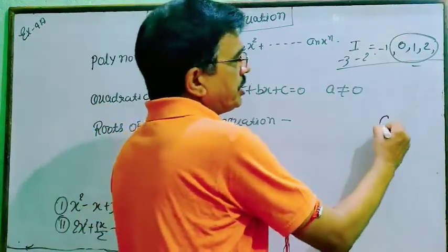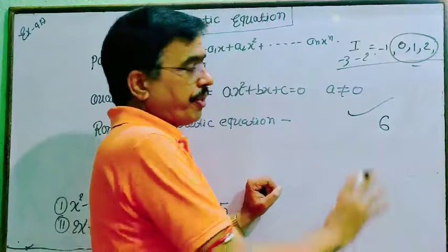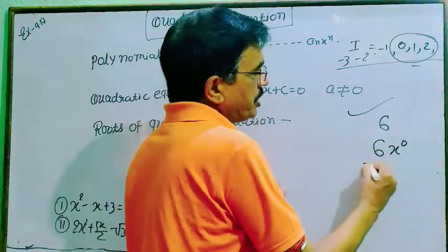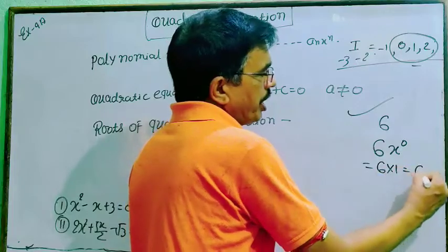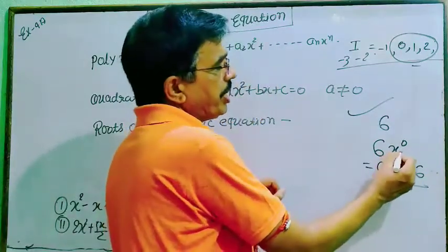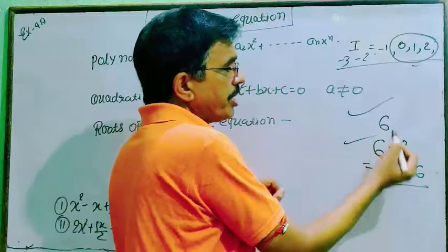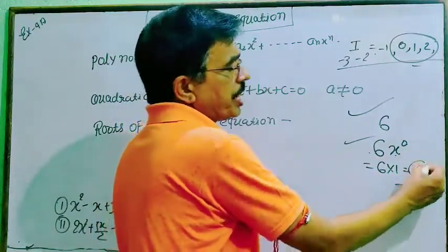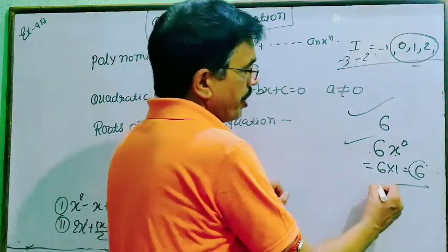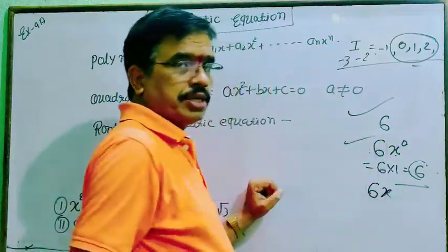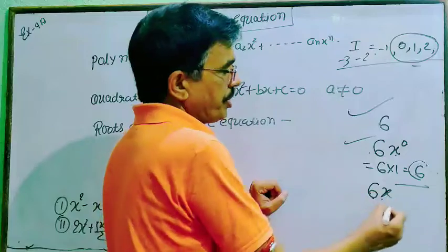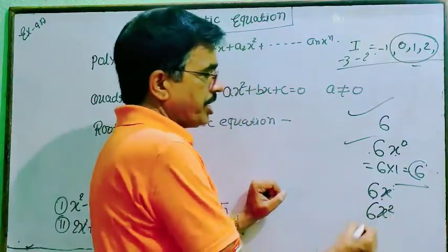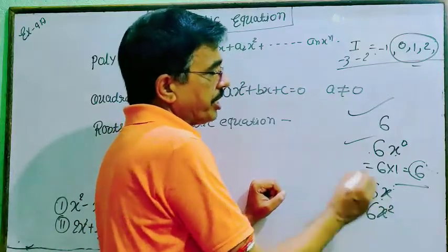Suppose you write 6, then it is also a polynomial. Why? Because you can write it as 6x to the power 0, that is 6 into 1, which is 6. Then the degree of this polynomial is 0, and it is called a constant polynomial. Similarly, when we write 6x, it is a linear polynomial and its degree is 1. If you write 6x square, then it is a quadratic polynomial and its degree is 2.